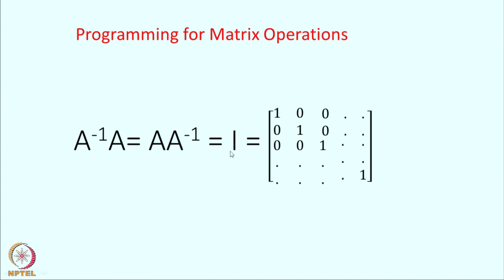And what is the property of an identity matrix? Multiply any matrix by an identity matrix, and I get the original matrix. The other thing is that this particular multiplication, A inverse into A, gives me I, and A into A inverse also gives me I. So, whether I multiply A inverse on the left of A or on the right of A, I get the same result. This is true only for this multiplication, and in general matrix multiplication is not commutative.